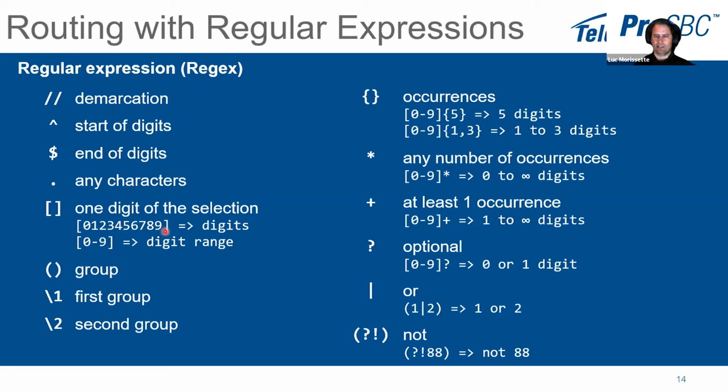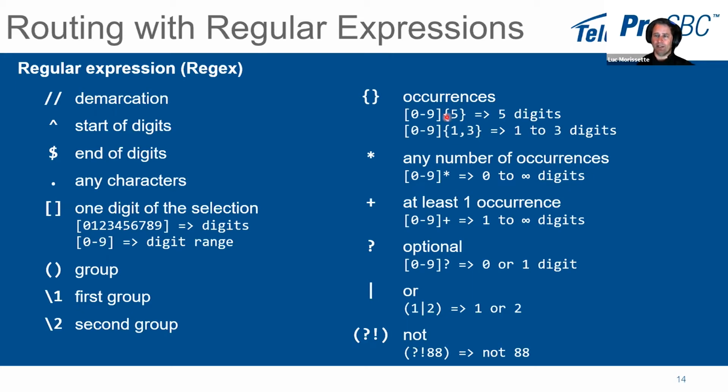So this is one way to do it. Let me just go back here on the right. It's a number of occurrences. If you follow something with those curly brackets, then you can say how many of those occurrences you want. Here it's one digit, and here it's 5 times one digit. So that's 5 digits. Here's another example, 1 to 3 digits. So only if there's 1 to 3 digits will this regular expression match.